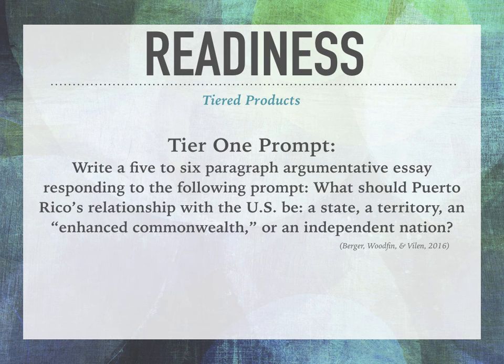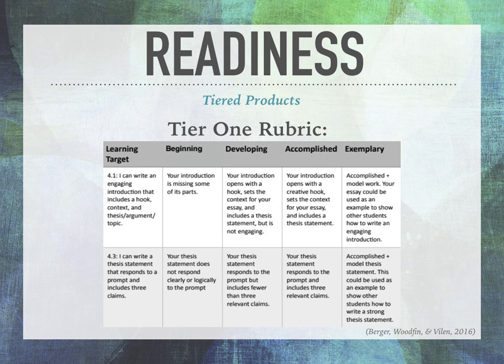This prompt is kind of the standard for the class. So write a 5 to 6 paragraph argumentative essay responding to the following prompt. What should Puerto Rico's relationship with the U.S. be? A state, a territory, an enhanced commonwealth, or an independent nation? And then you see the rubric right here.